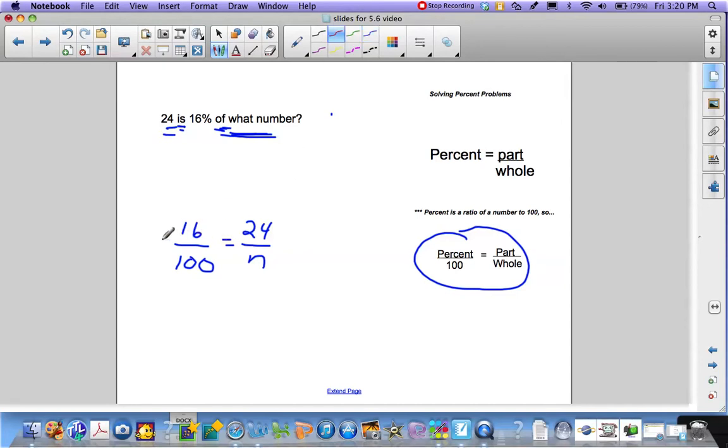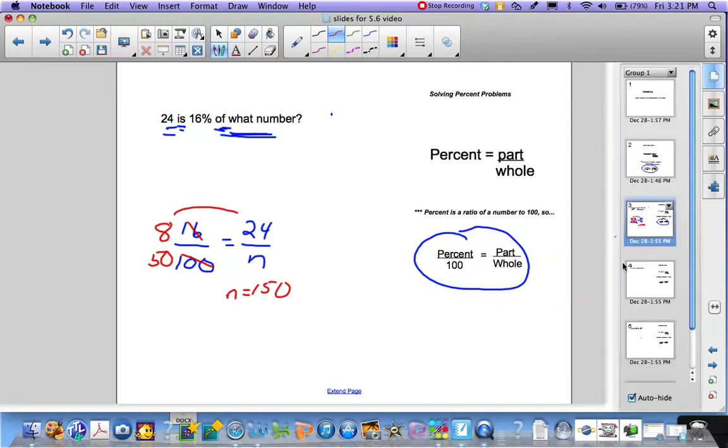So 16/100ths equals 24 over n. I'm going to reduce here. I'm going to divide these both by 2, and I'm going to have 8/50ths. Now I'm going to use my knowledge of equivalent ratios. 8 times 3 is 24, so 50 times 3 is 150. So 24 is 16% of 150.